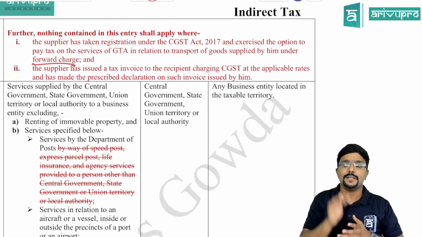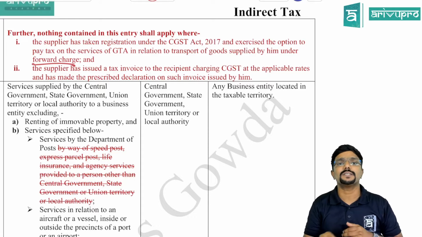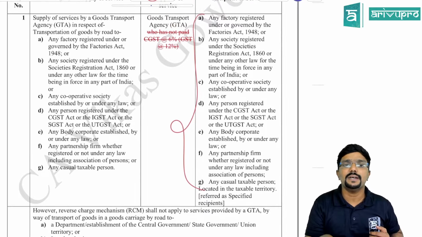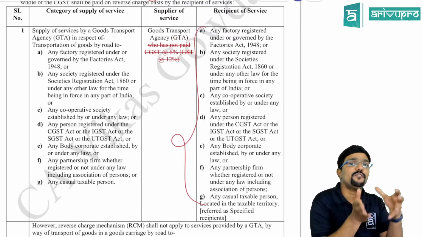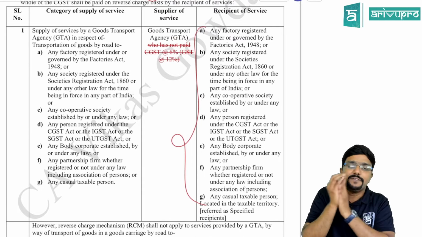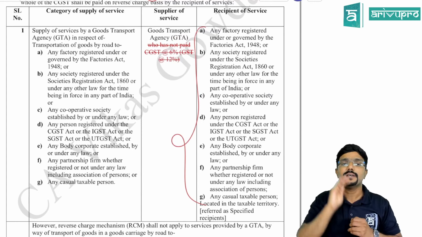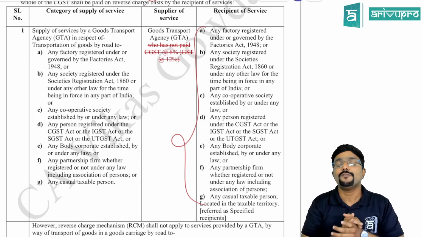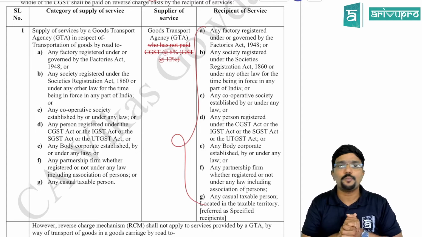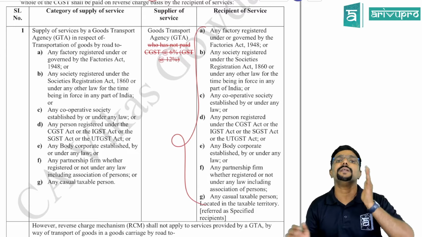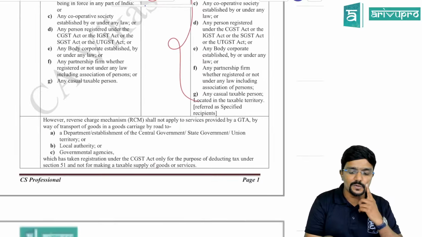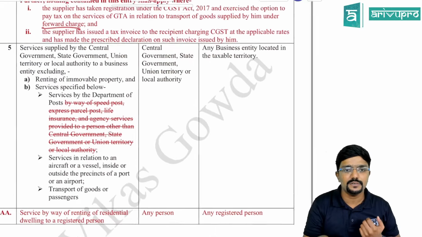If they are not paying tax under forward charge, in that case, reverse charge would be applicable. If they don't opt for paying tax under forward charge, then if the recipient is one of the following recipients, they have to pay tax under reverse charge mechanism. And if the supplier, that is GTA, doesn't opt to pay tax under forward charge, they cannot claim input tax credit on their inward supply guys. Clear? Yes, this is the change. So this will also affect your exemption, which we will see later.